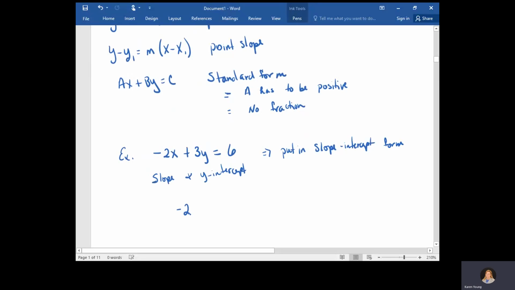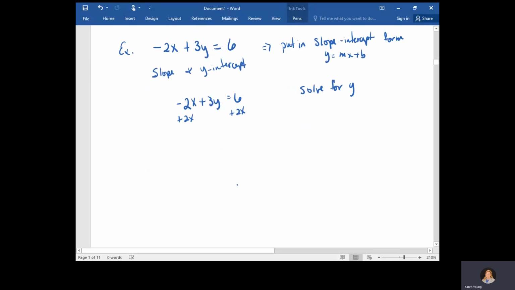So I'm going to take my equation, negative 2x plus 3y equals 6. To get it in slope-intercept form, y equals mx plus b, I've got to solve for y. So that means that I want to add 2x to both sides. Now, I can't add the 2x to the 6 because the 6 doesn't have an x. So I'm going to have 3y equals 2x plus 6, and 6 was positive.